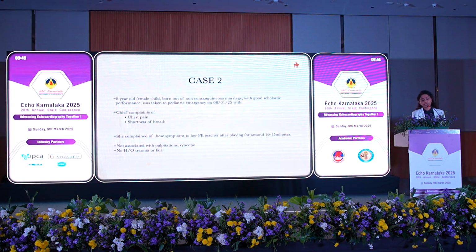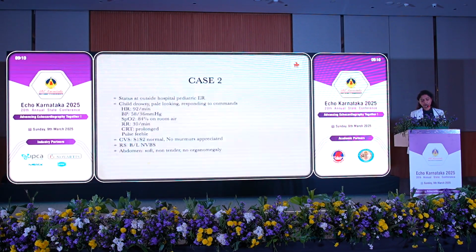Recently, we had to deal with this child. I'm sorry, I don't have very good echo images of this since everything was bedside and done in an emergency situation. So this was an 8-year-old child who was previously thriving, a normal child who went to school on a morning on 8th of January. And suddenly during her PE session, she complained of intense chest pain and shortness of breath, came down to her PT teacher and said she has these complaints. And she almost fainted, but she was not unconscious. But she didn't complain of any palpitations, and there was no history of trauma or fall.